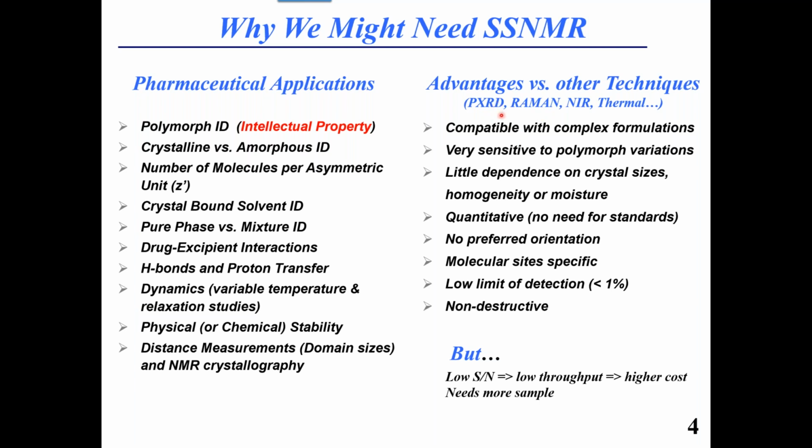So what are the advantages of solid-state NMR? It's compatible with complex formulation. Again, we will see that because it's built into the title story. It's very sensitive to polymorph variation. There is very little sample prep. It's quantitative. I have a special slide for it, so I will defer to that. No preferred orientation. Let me stop here and say that, unlike X-ray, it has no preferred orientation.